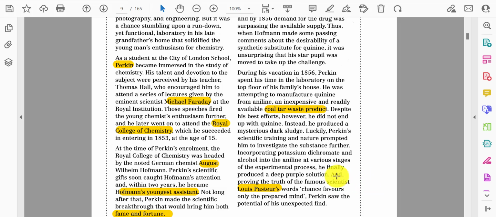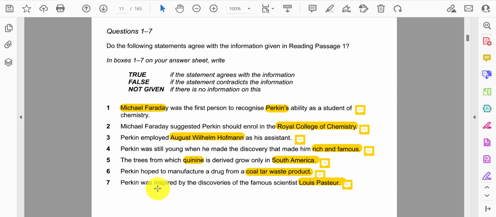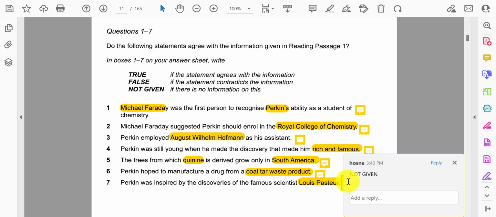Go back to the reading and read the sentence including Louis, proving the truth of the famous scientist Louis Pasteur's words: chance favors only the prepared mind. Perkin saw the potential of his unexpected find. The reading talks about Louis Pasteur's words, not discoveries. Perkin proved the words. We can't say whether Louis' discoveries inspired Perkin or not. So, the answer is not given.